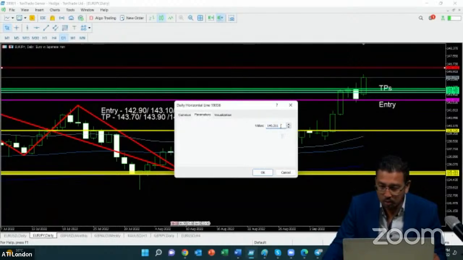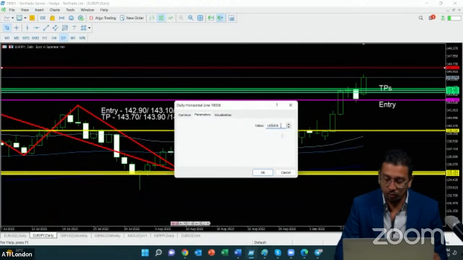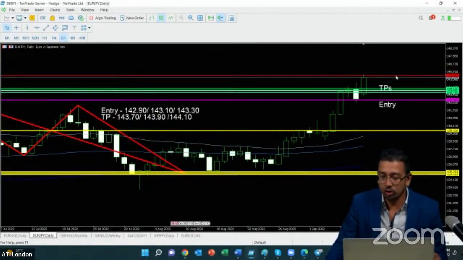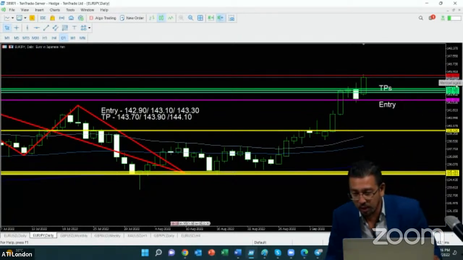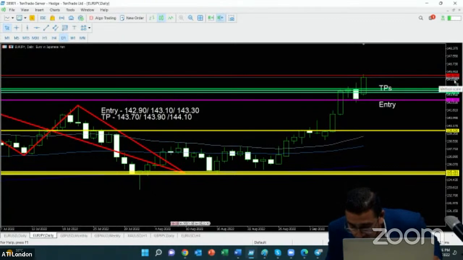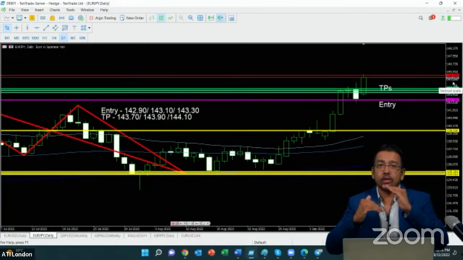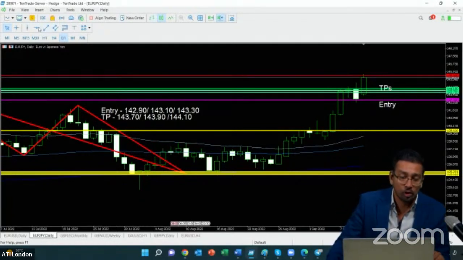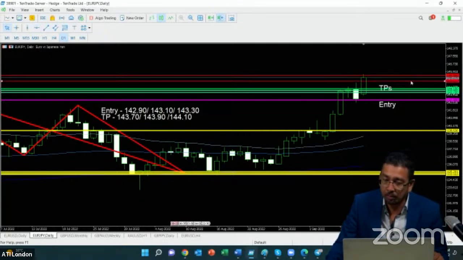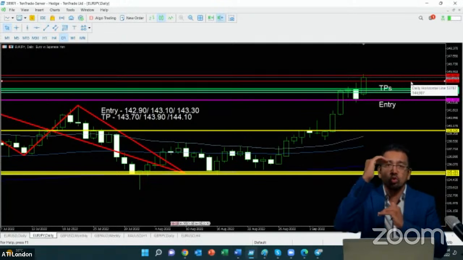So it's 145.50. That is a psychological level above the current price. And then as it goes lower, if it does go lower, the psychological level under the current price is at 145.20. So this will automatically plot the current price in between two psychological levels.